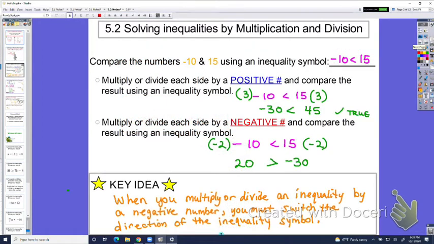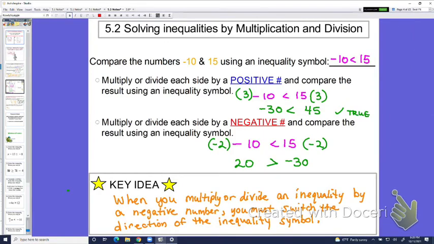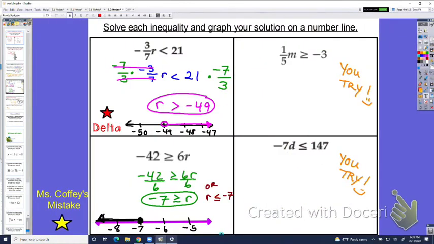with this slide here. She showed what happens when you multiply by a positive and a negative. So we'll be keeping that idea in our minds throughout the lesson here today. She did two examples on the left, and you were supposed to try the two on the right. I'll be looking at your responses, but Miss Coffee's mistake was on this lower left-hand corner.